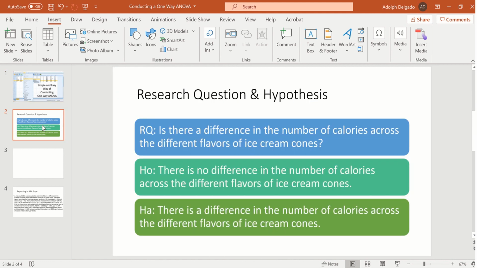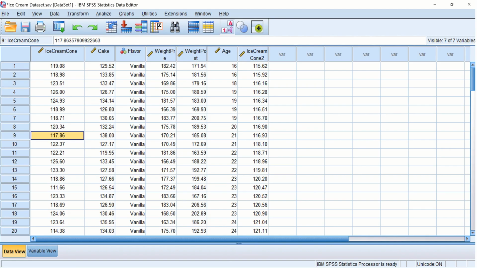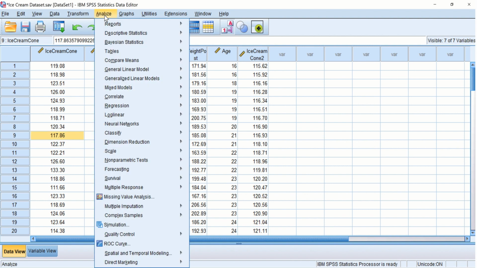So here's a scenario with the research question and hypothesis. Is there a difference in the number of calories across the different flavors of ice cream cones? Our null hypothesis: there is no difference in the number of calories across the different flavors of ice cream cones. An alternative hypothesis is there is a difference in the number of calories across the different flavors of ice cream cones. So, to see if there is a difference or not, we're going to conduct a one-way ANOVA.